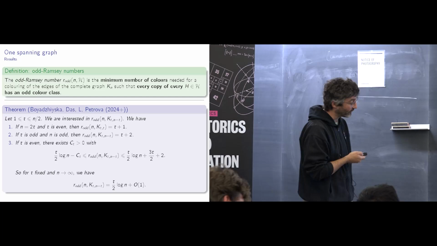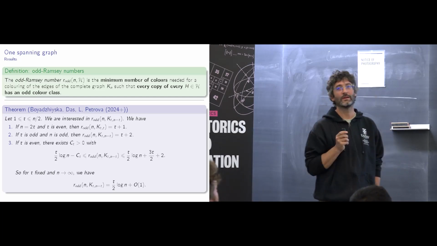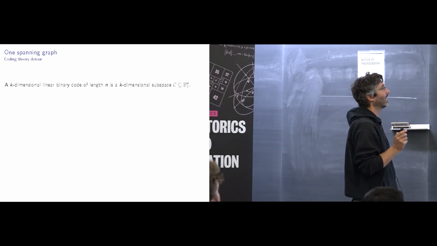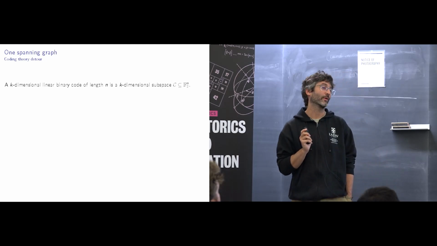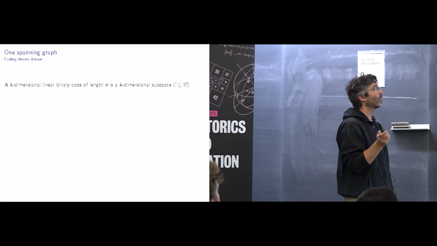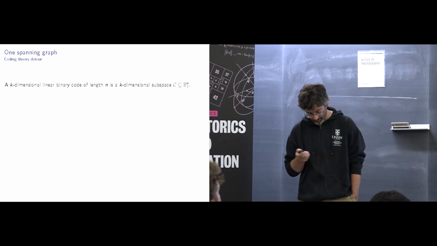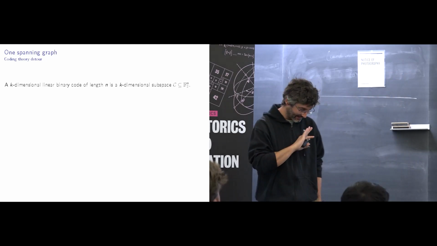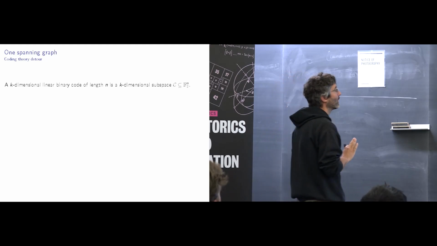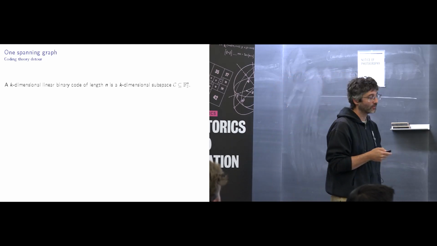So how do we solve everything at once? We need to take a small detour. To do that, we're going back to coding theory, which is quite nice because the problem started kind of as a graph coding theory problem, but we are going back to it. I'm going to forget about Odd-Ramsey numbers for a while now. I'm going to talk about coding theory.